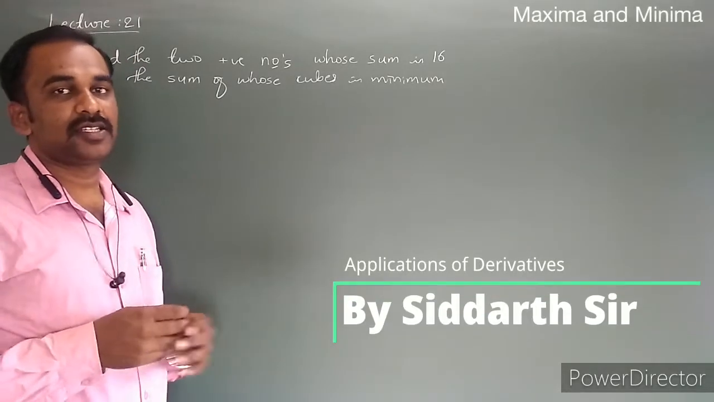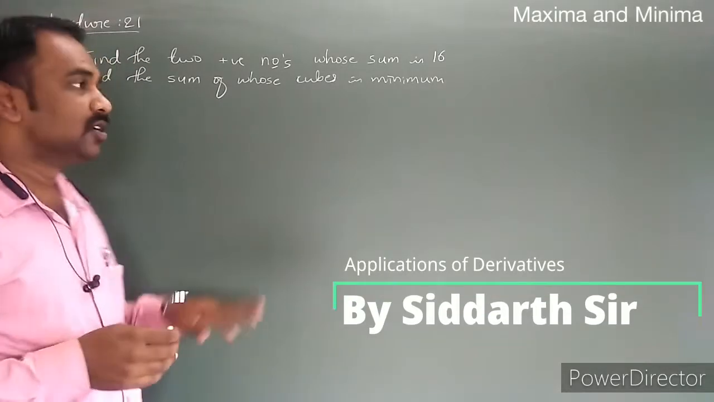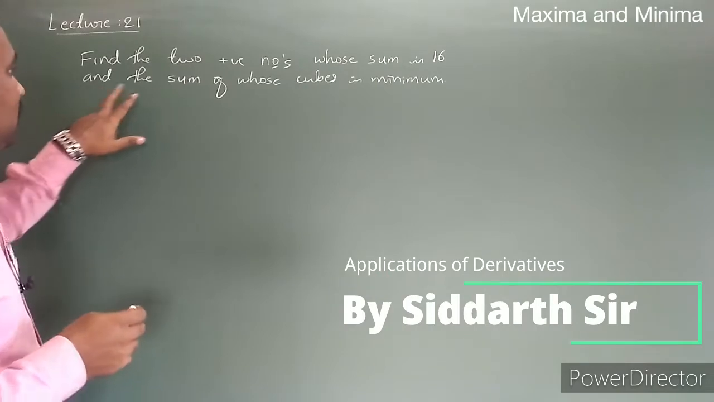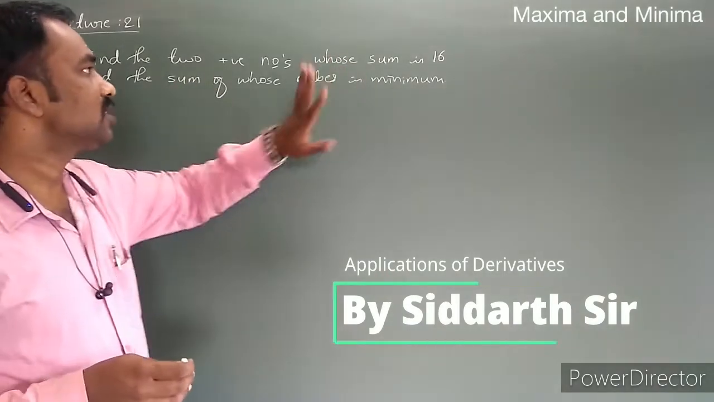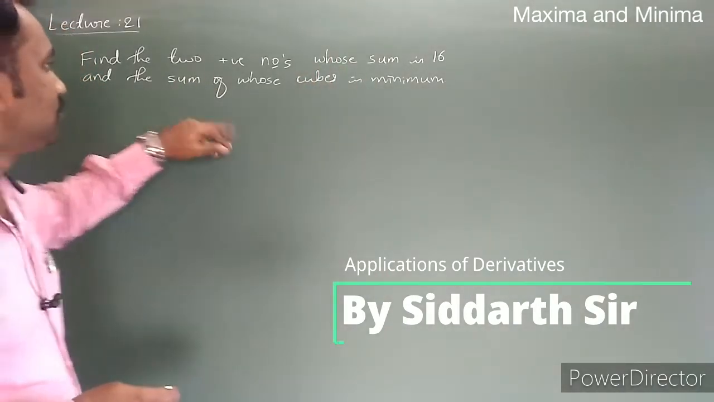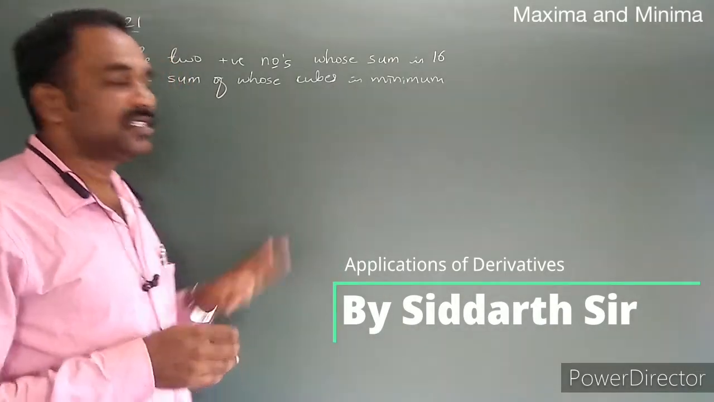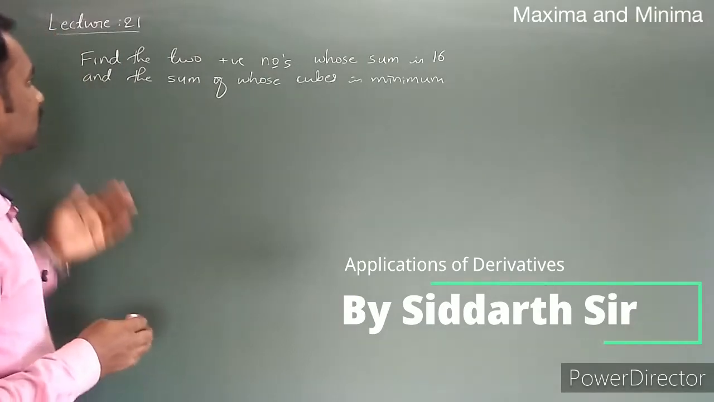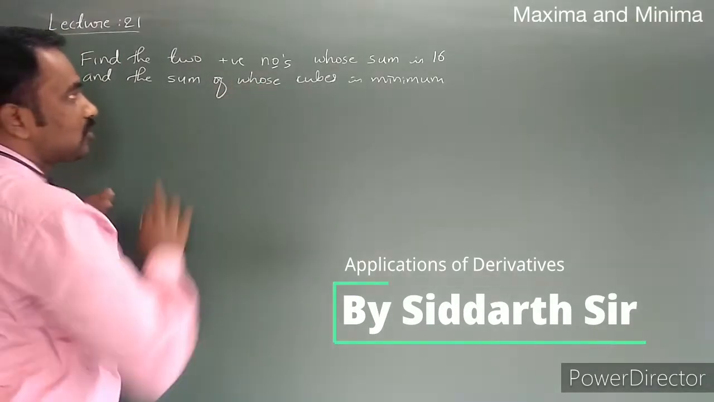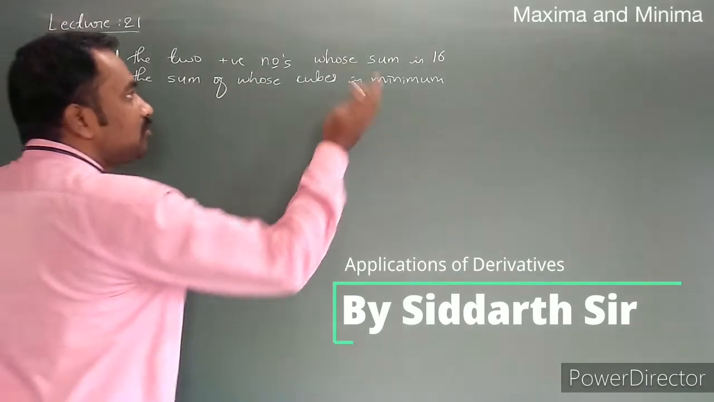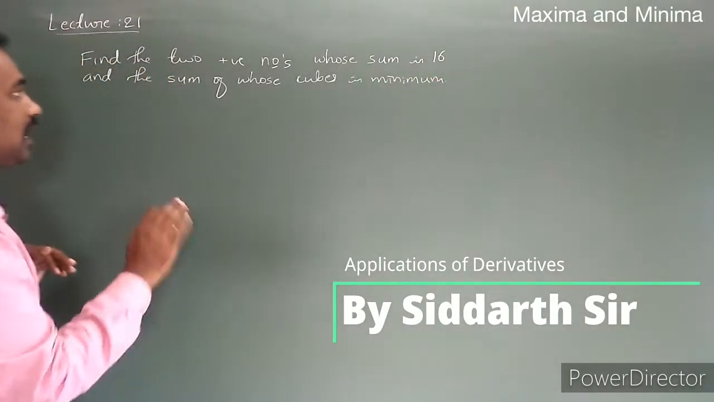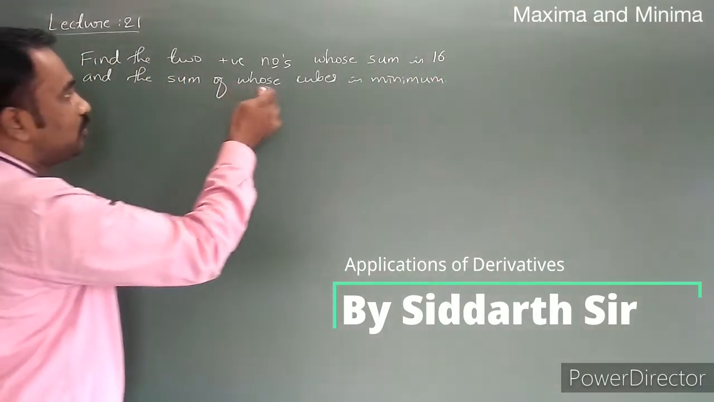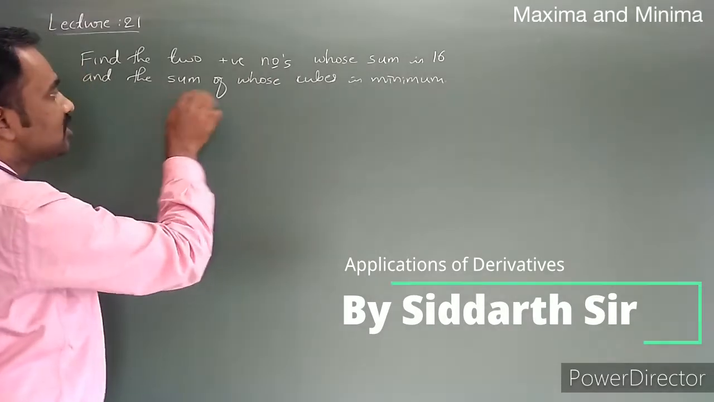Hi students, let us continue the next problem on maxima and minima. Find the two positive numbers whose sum is 16 and the sum of whose cubes is minimum. This type of problem we have already solved in the previous video. Here the two positive numbers are there, whose sum is 16 and the sum of whose cubes is minimum.